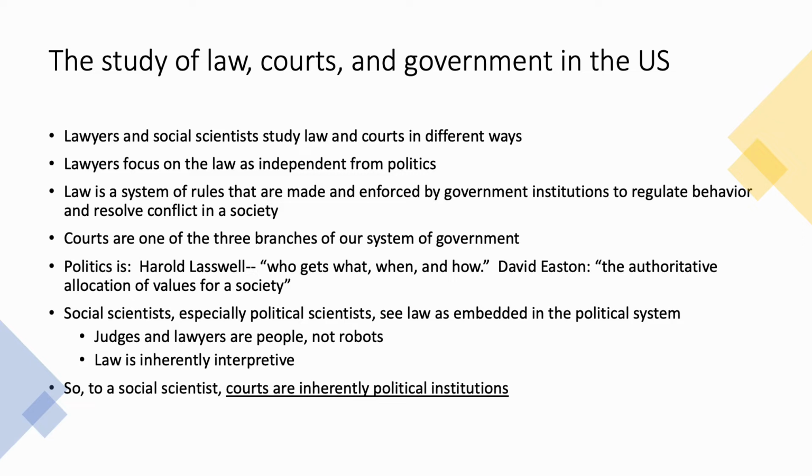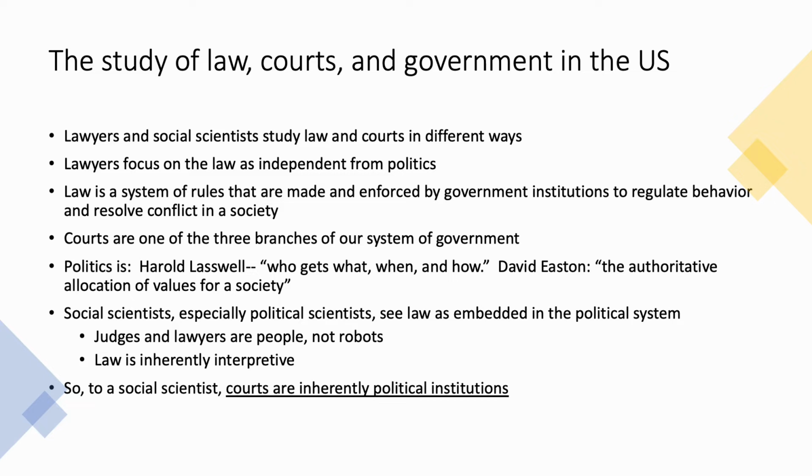Law is a system of rules. All right, this is what law is. This is a definition. Law is a system of rules that are made and enforced by government institutions to regulate behavior and resolve conflict in a society. Right there, that is a definition of what we mean by law. A system of rules that are made and enforced by government institutions to regulate behavior and resolve conflict in a society. There's your definition, probably be on the midterm.